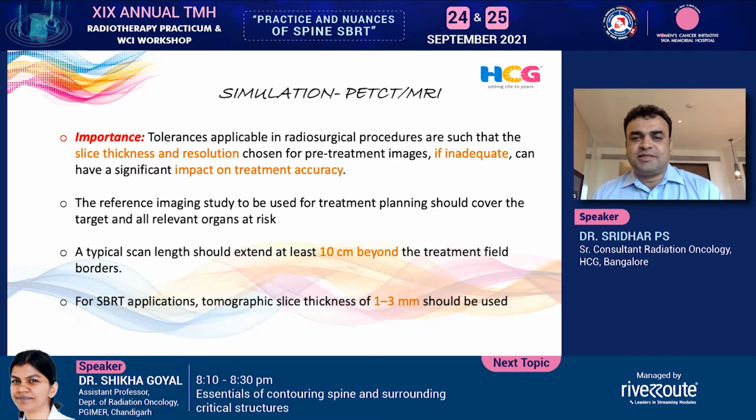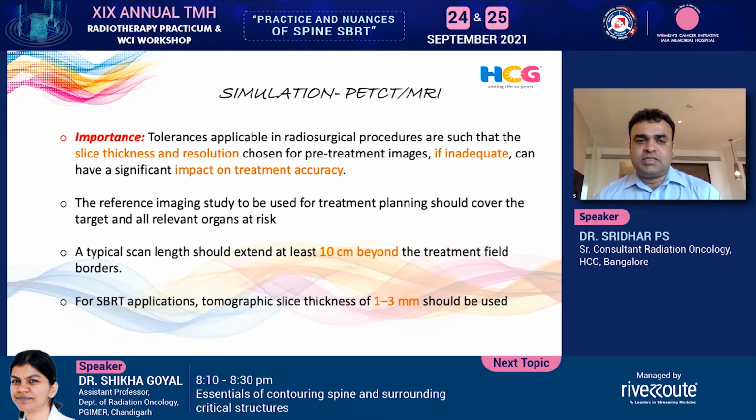Coming to simulation, it is the most exciting part of the recent era, especially with SBRT. I do all my simulations with PET CT and MRI, with contrast and without contrast. This is the important thing, and MRI also with contrast; both with contrast is important. And as and when required, especially with patients who already have implants, cisternography can also be considered in these cases, to delineate your targets and the spinal cord.